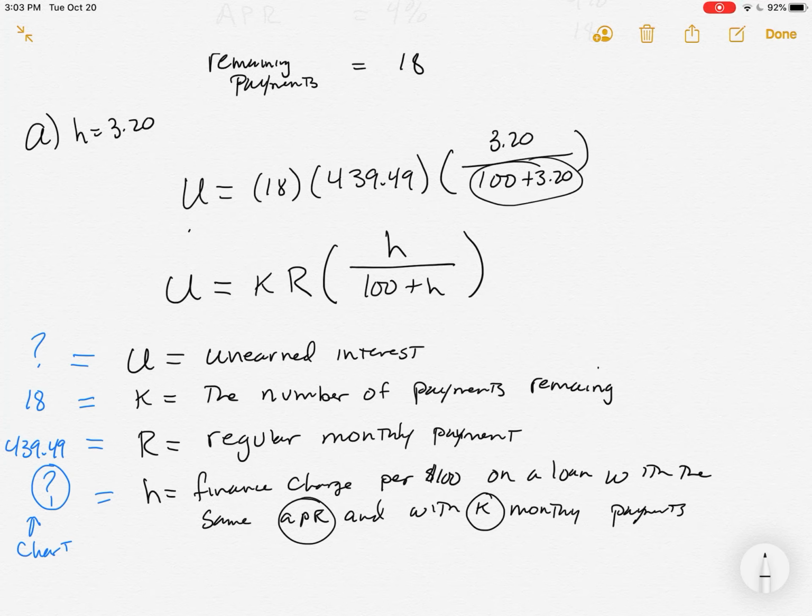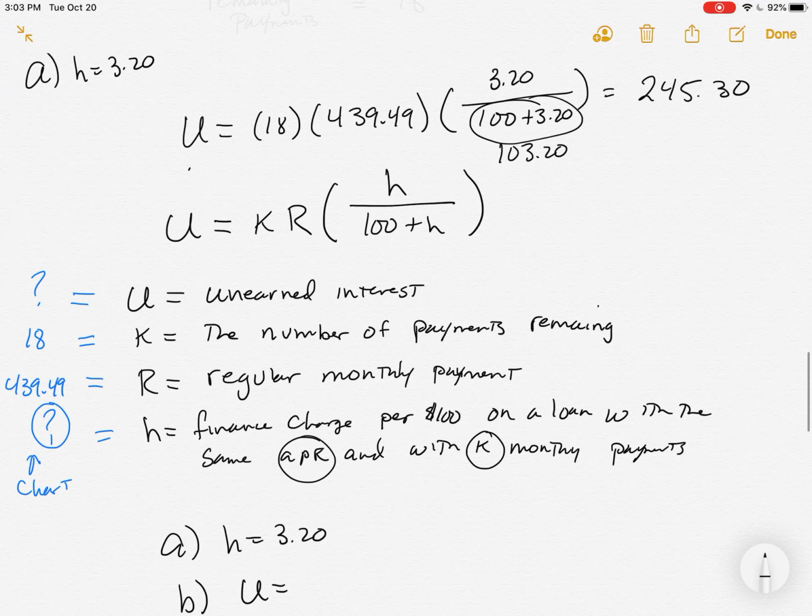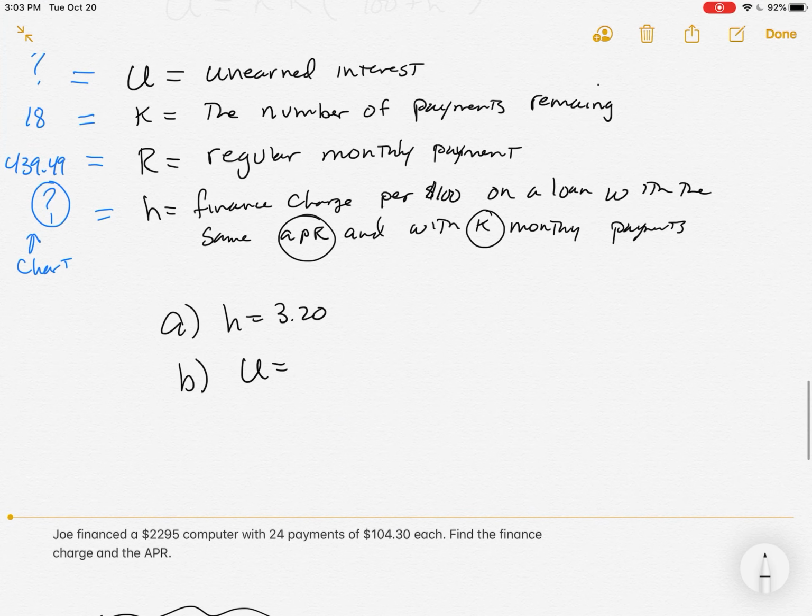So I would recommend putting this together as $103.20 and then run it exactly how you see it in your calculator. 18 times 439.49 times 3.20 divided by 103.20. And when you hit equals, you'll get $245.30. So the answer for A was H equals 3.20. The answer for B is the unearned interest is $245.30. So out of all those payments we're going to make, $245.30 of it is our money. That's the interest that we would have had to pay, but we're no longer having to pay.